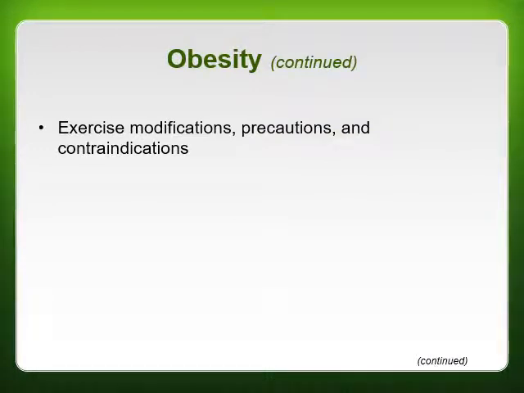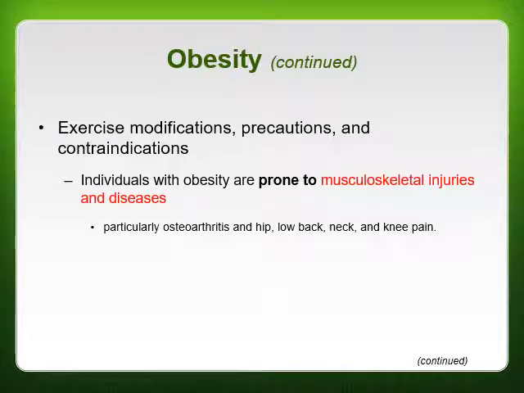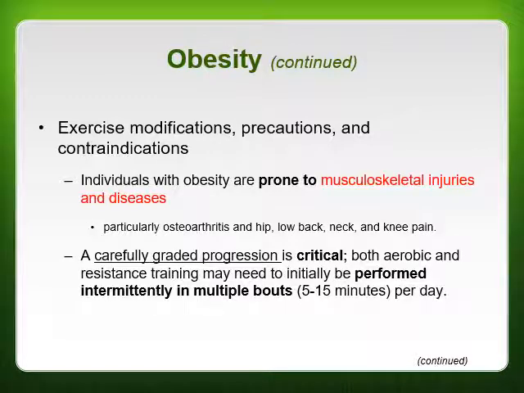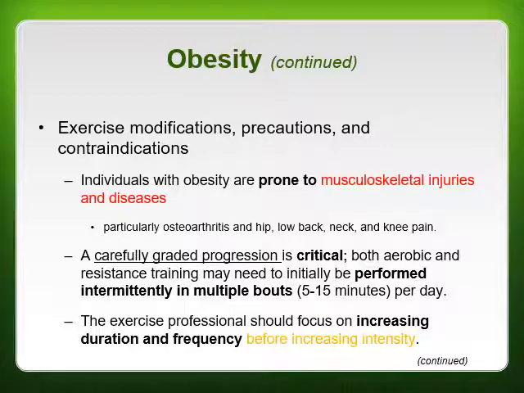Some other modifications, precautions, and contraindications for obesity. They are more prone to musculoskeletal injuries and diseases, so things like osteoarthritis and hip, low back, neck, and knee pain. A carefully graded progression is needed, so you don't want to progress too much too fast. Aerobic and resistance training need to be initially performed intermittently in short bouts, and then you can eventually work your way up. You'll focus on increasing that duration and that frequency before you increase intensity.